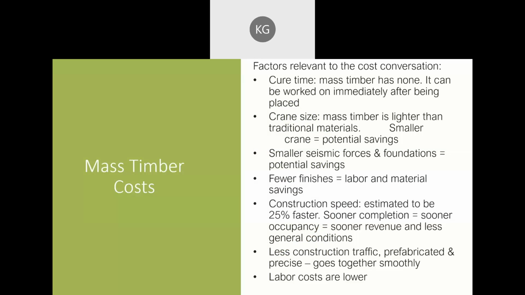This is a list of several factors that result in savings on a mass timber project. Things like cure time, there is none. Crane size, all your foundations are typically smaller. You've got fewer finishes, a lot less gyp. Your construction speed, that's a huge one. Labor costs, and then you get occupancy about 25% sooner, which has a big impact, especially if the building is going to be turned over to somebody else or it needs occupancy quickly. And then the exposed wood tends to achieve greater leasing velocity than standard steel or concrete.